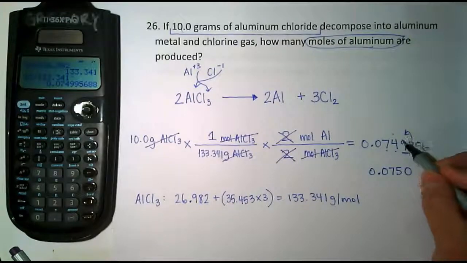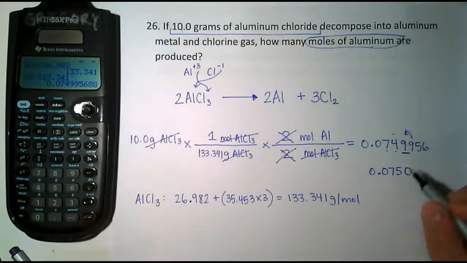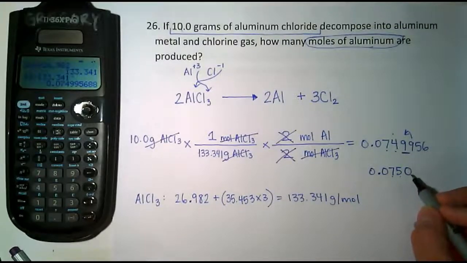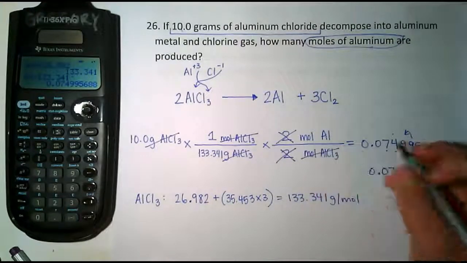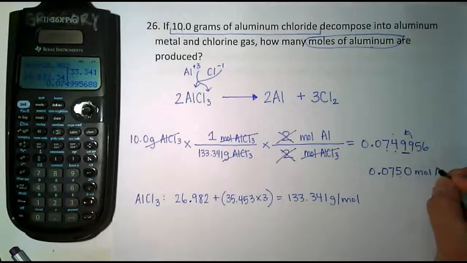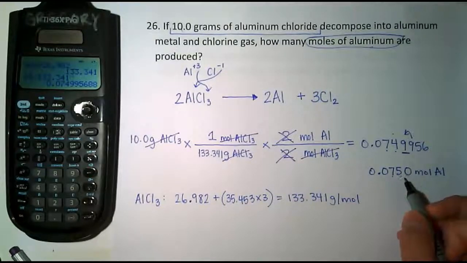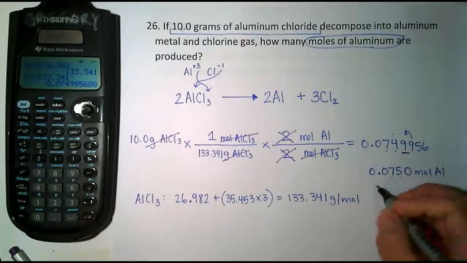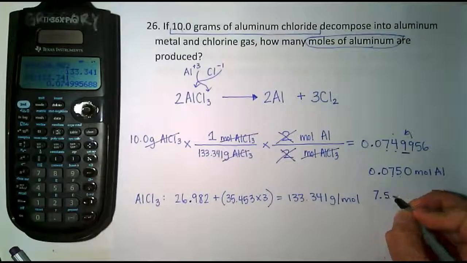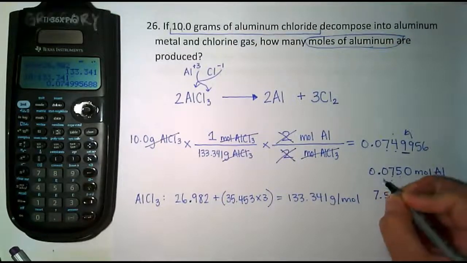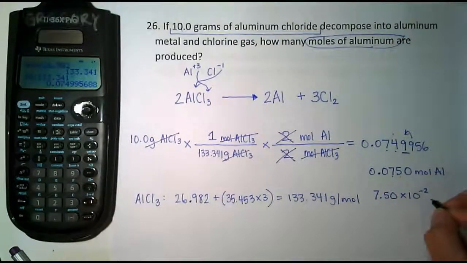As this 9 rounds up to 10, which makes this 50 here. So this has 1, 2, 3 significant digits. This 0 is significant because it's after the decimal point and it's not a leading 0. And then our units are moles of aluminum. So you can give your answer like this, or you could put this in scientific notation. Move your decimal point 2 times and make it 7.50 times 10 to the -2 moles of aluminum.